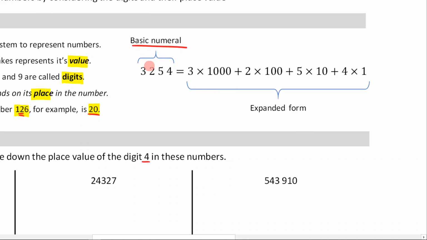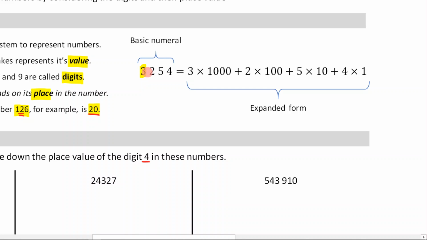So here is a basic numeral. And as you can see, it's just a normal number. A basic numeral is just a normal number. 3,254 in this case. Now, we can write any basic numeral in an expanded form. So let's now talk about what this expanded form is. So let's go through each of these digits.